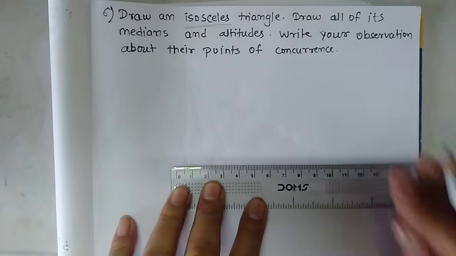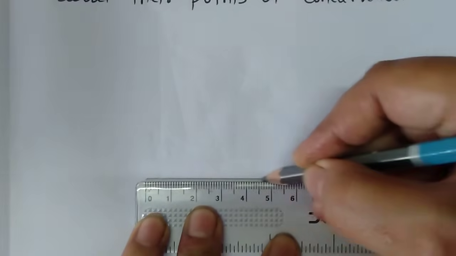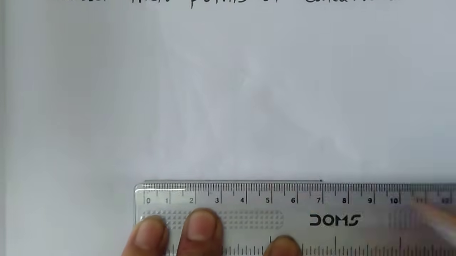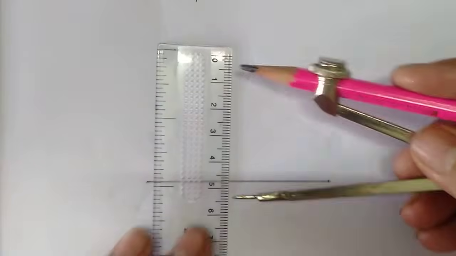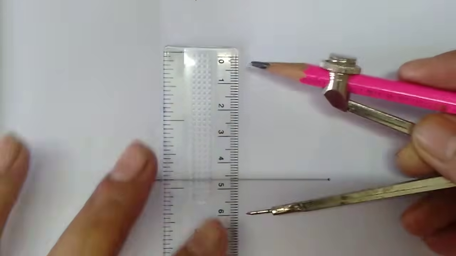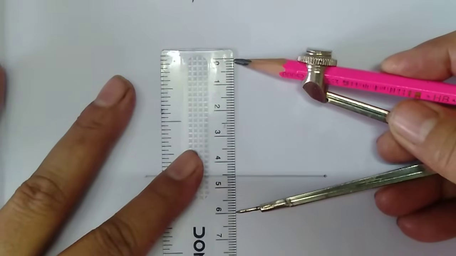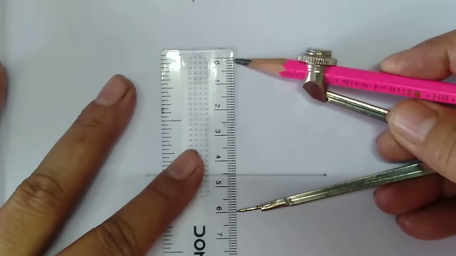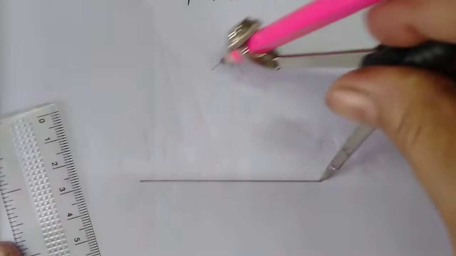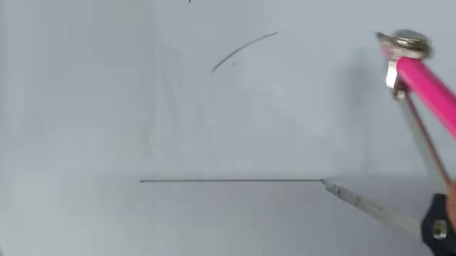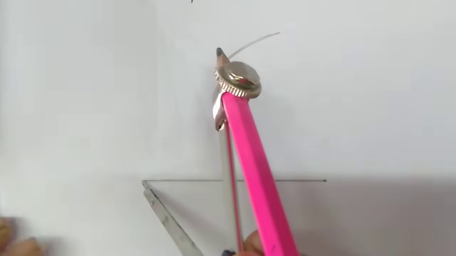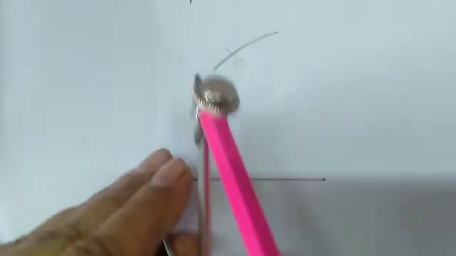So here I am drawing the base side of 7 centimeter. Take the 6 centimeter distance. You can choose any distance. 6 centimeter distance. Yes, it is 6 centimeter. And draw the arc from both the ends of the line. Now we got the intersection point.